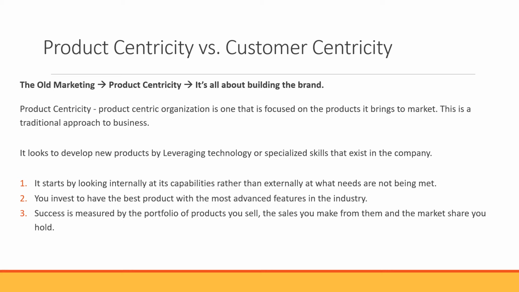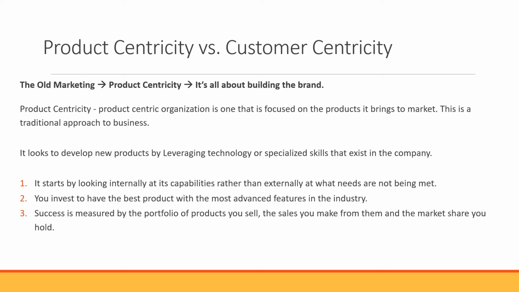Produce great products and great brands, and customers will buy your product over and over again. And lots of companies use this philosophy. They focus on building their brand. They do something called building brand equity. It looks at developing new products by leveraging the technology and the specialized skills that exist in the company. So think about, staying in the automobile segment, think about someone like Honda.